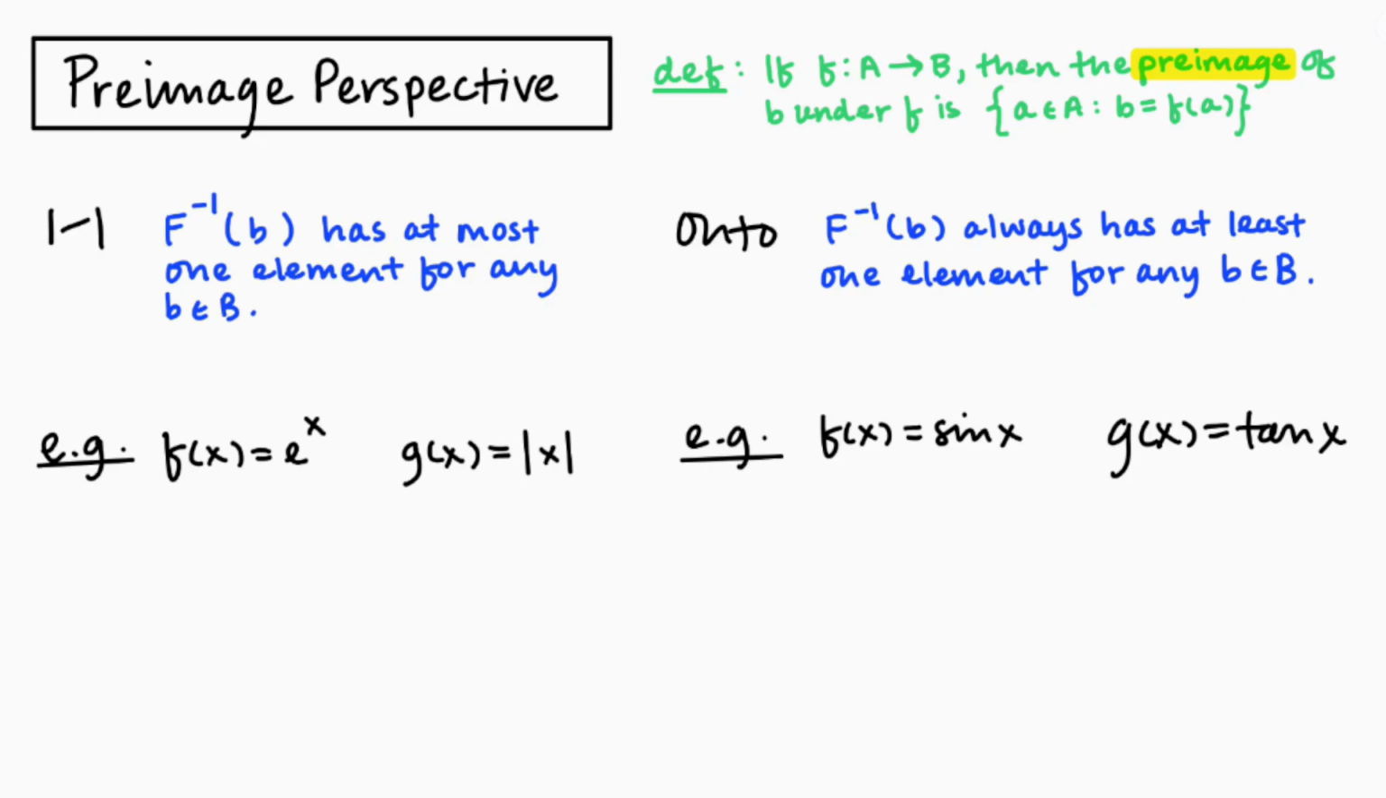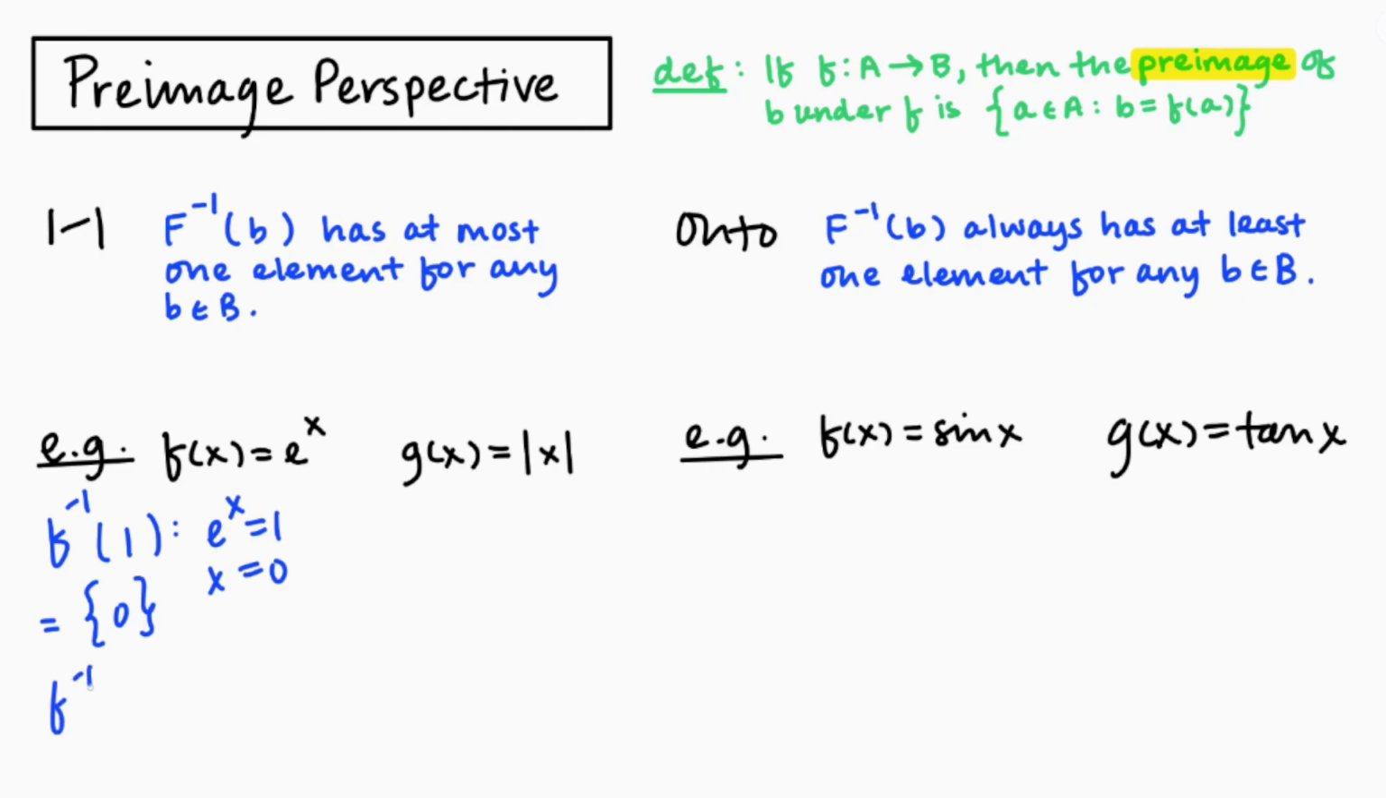It's a set. And I think the pre-image idea is the best idea of the inverse, but that's just my opinion. I'll get moving on one-to-one and onto. So for one-to-one, f inverse of b has at most one element for any b in B. So if I'm thinking about e to the x, this one's a yes. Let's say f inverse of 1: that's where I set e to the x equals 1, and that's x equals 0. f inverse of 1 is just the set that has 0 in it.